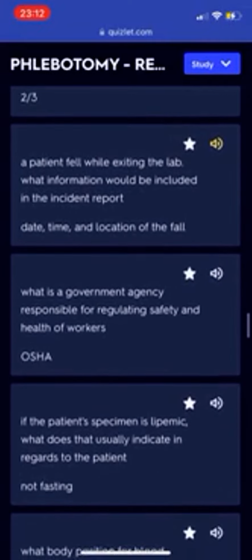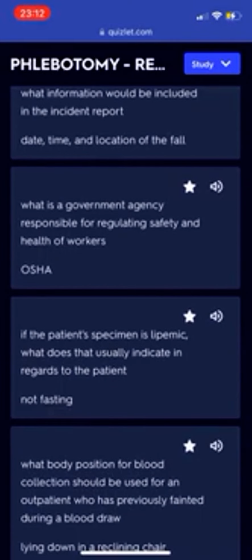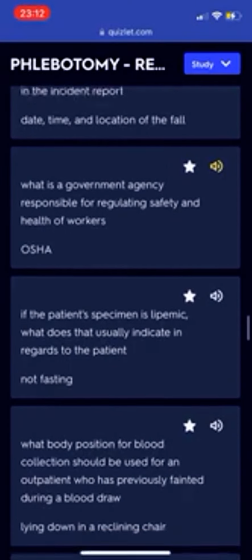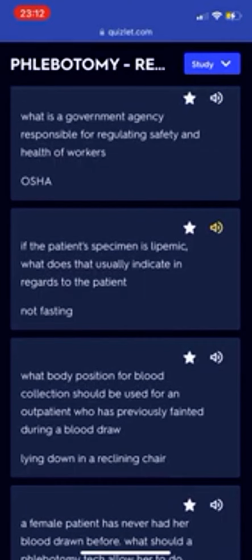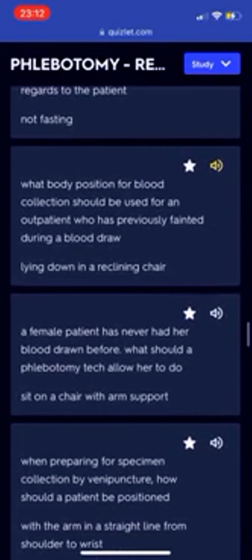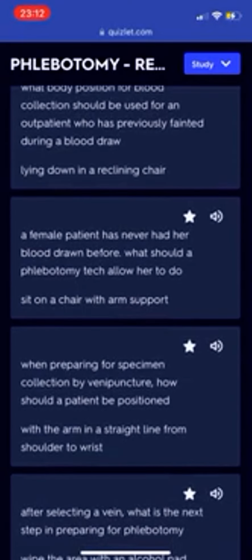What information would be included in the incident report? Date, time, and location of the fall. What is a government agency responsible for regulating safety and health of workers? OSHA. If the patient's specimen is lipemic, what does that usually indicate in regards to the patient? Not fasting. What body position for blood collection should be used for an outpatient who has previously fainted during a blood draw? Lying down in a reclining chair.